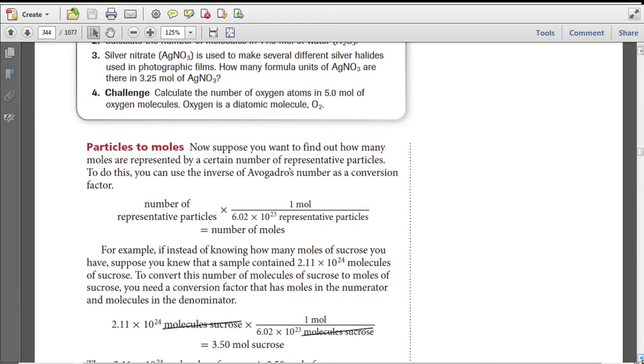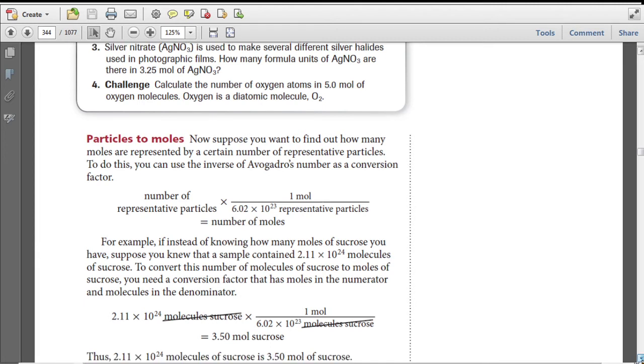Now suppose you want to find out how many moles are represented by a certain number of representative particles. To do this, you can use the inverse of Avogadro's number as a conversion factor. You can take the number of particles and multiply that by 1 mole over Avogadro's number, and that should tell you how many moles you have.